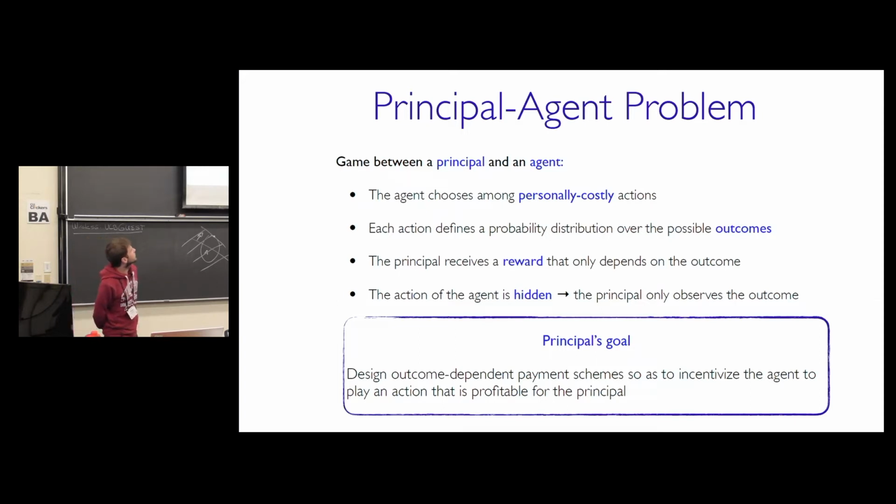And we have this second player, the principal, that receives a reward that depends on the outcome. The crucial part is that the action is hidden, so the principal only observes the outcome. And we focus on the principal's goal, that is to design an outcome-dependent payment scheme so as to incentivize the agent to play an action that is profitable for the principal.